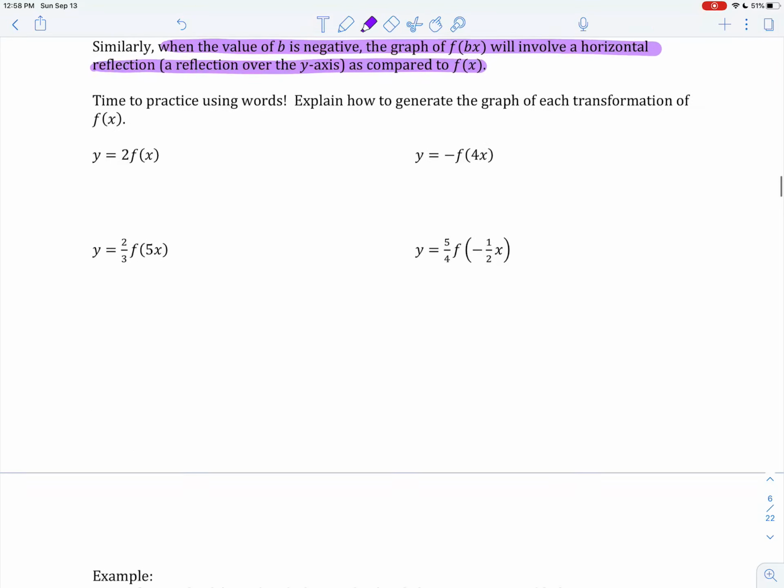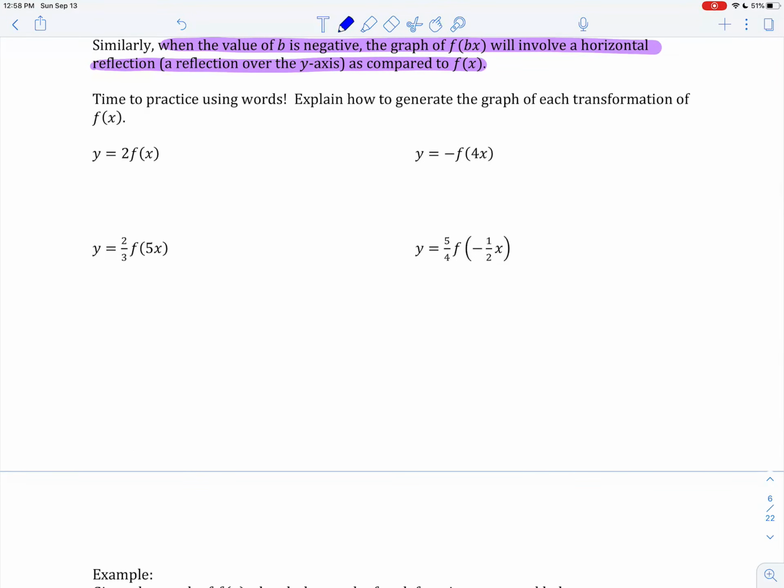So let's use our words to explain what's happening here. Here, something outside the brackets, we're talking about something vertical. Vertical acts exactly as we expect it to. So we're just going to multiply everything by 2. We will see a vertical stretch.